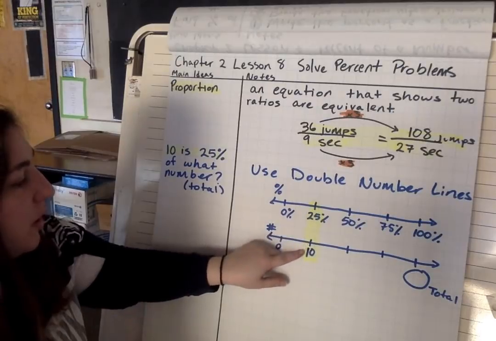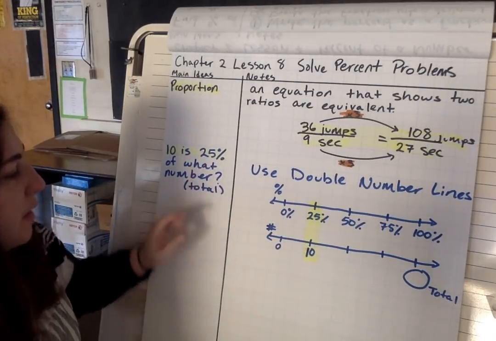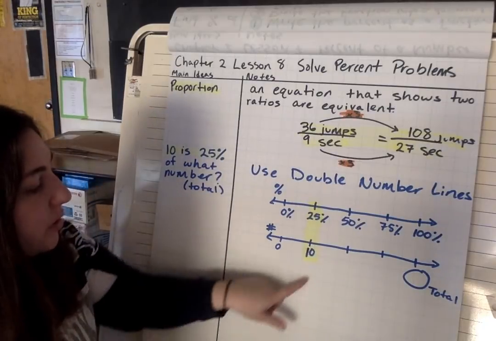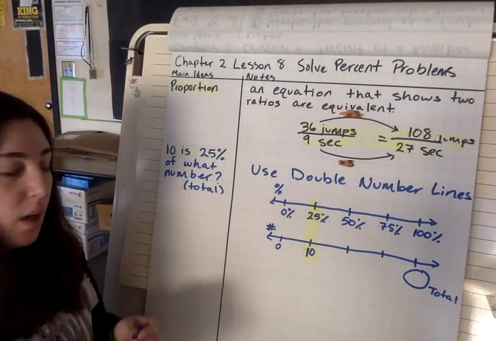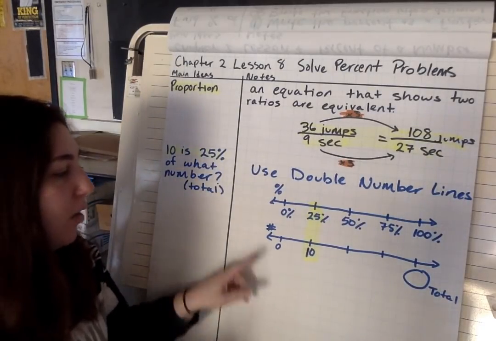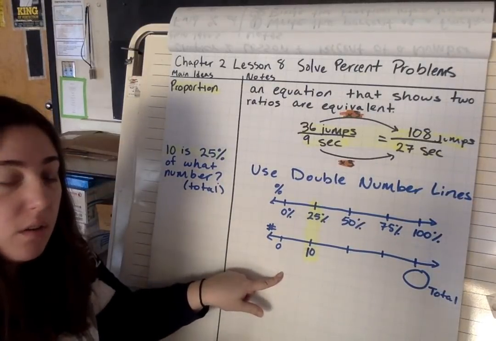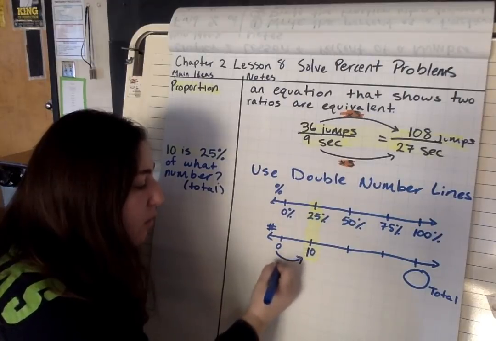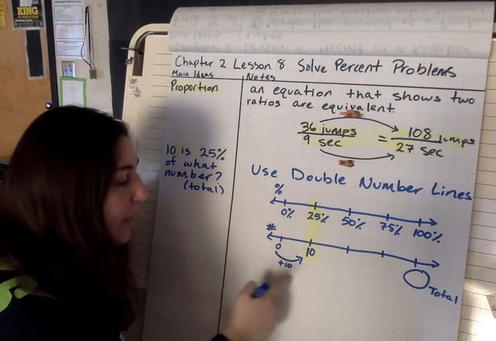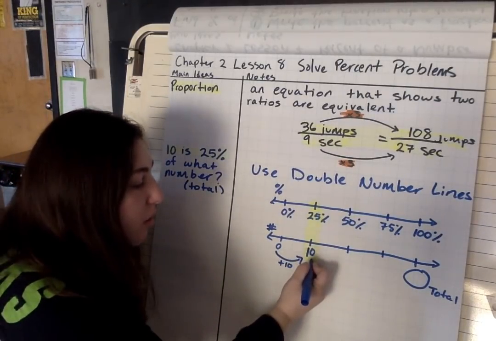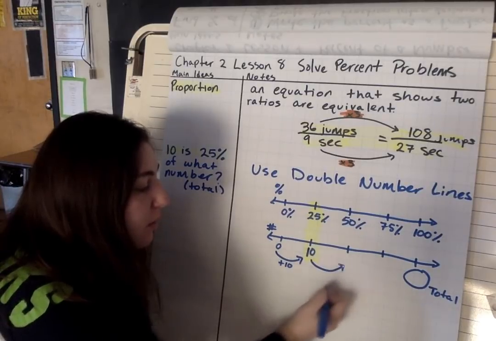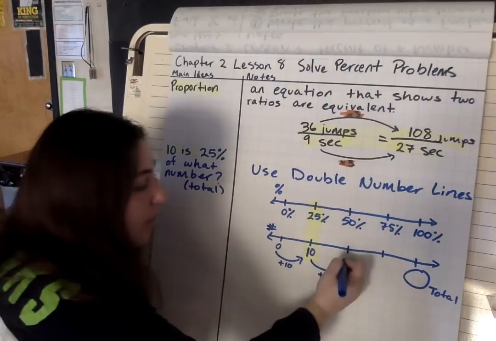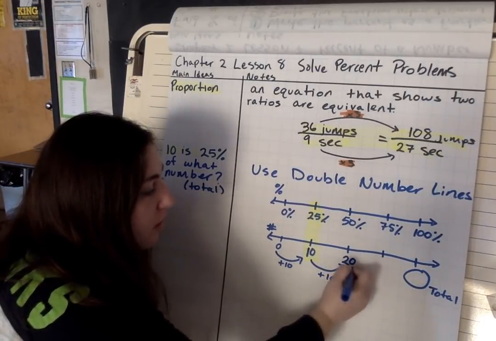Again, the problem told us that 10 is 25% of the total. So now that we know this first number, we also know what we're counting by on this number line. When we went from 0 to 10, we know that we added 10 to get here. So to go from 10 to this mark, we know we're going to add another 10. Okay, so this is going to be 20.